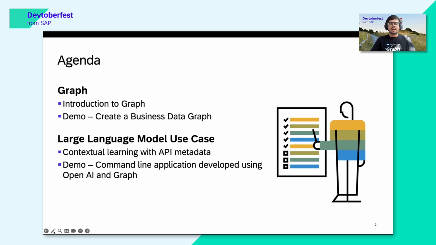and Graph. At the end of the session, we will know how the precise metadata from Graph is useful for developing LLM applications. And we will learn that the way Graph simplifies the life of a developer, in the same way, it would simplify the life of a large language model to train itself and give precise answers about the product. So let's now jump into the first part, that is introduction to Graph.